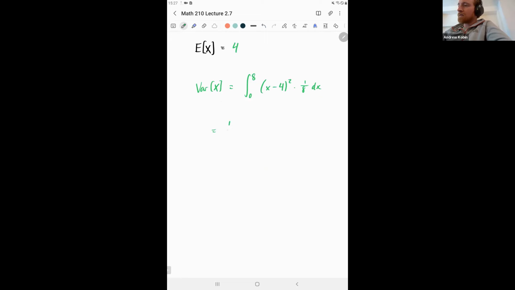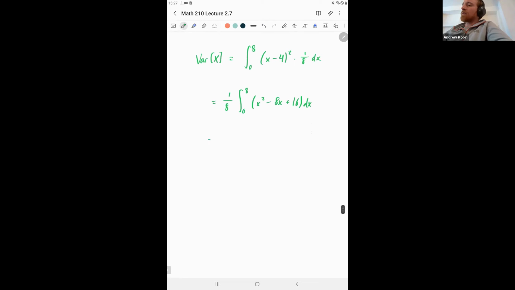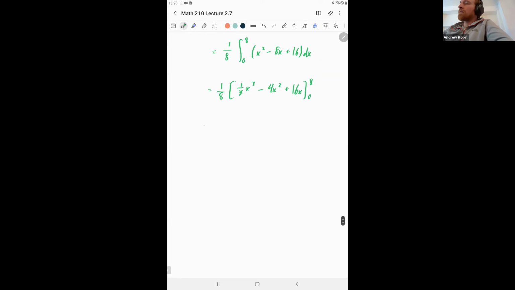So let me do this quickly for us. I'll pull out a 1/8 to handle this polynomial. We could probably do a u substitution and change the variable around, but I'm just going to distribute, FOIL this thing out, and I'll get x squared minus 8x plus 16. And now just do the power rule to integrate. We'll have a 1/8. Here is the antiderivative we're looking for. Integrate from 0 to 8, or evaluate from 0 to 8. I'm going to keep a 1/8 all the way up front still.